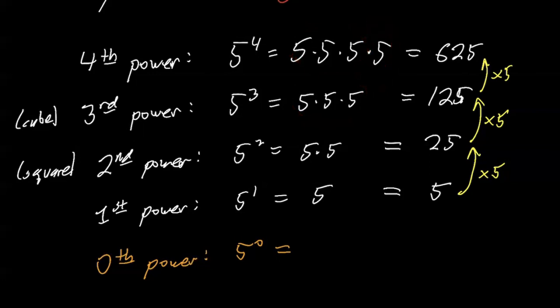Then I think it's natural to ask, what about going back down the list? If we want to go from 5 to the 4th to 5 cubed, what are we going to do in this case? Really, we're going to divide by 5, right?